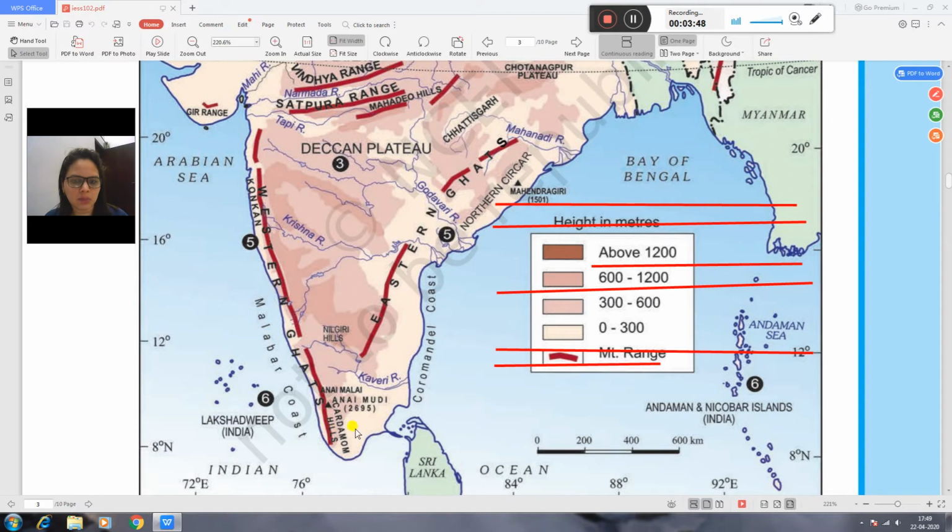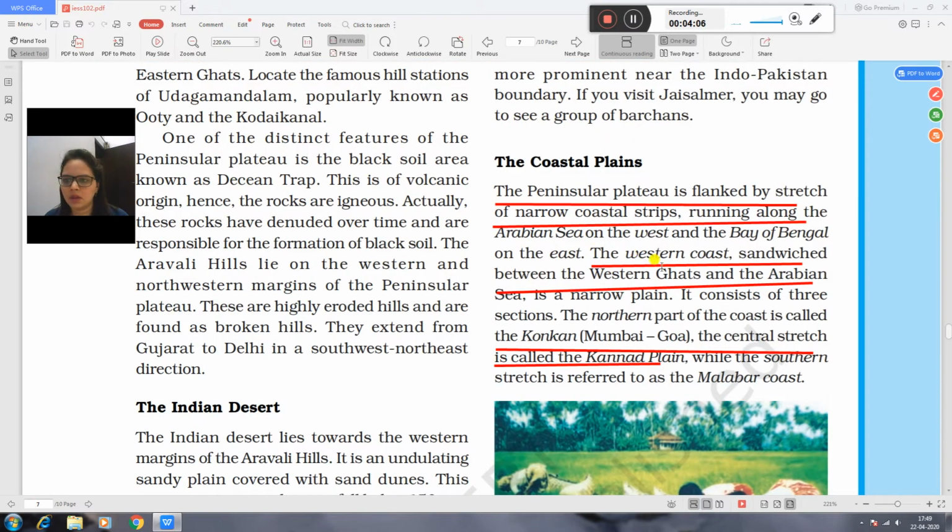Always remember that Malabar is on the lower side and Konkan is on the upper side. Coromandel is on the east side. The western coast is sandwiched between the Western Ghat and the Arabian Sea. In the map of India, I already showed the location of coastal plains as a narrow plain. It consists of 3 sections.